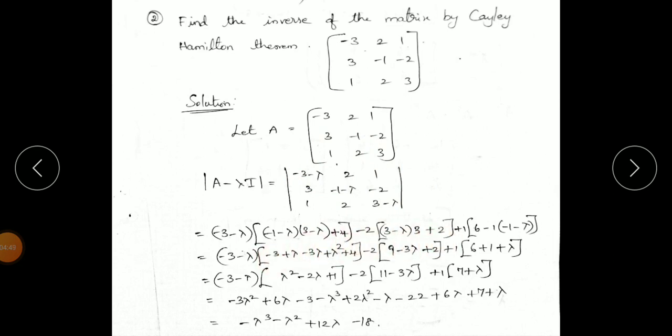You will get one answer, that is minus lambda cube minus lambda squared plus 12 lambda minus 18. See the first term, it's a minus, so multiply minus on both sides. We will get lambda cube plus lambda squared minus 12 lambda plus 18 equal to 0. Now, by the verification for the Cayley-Hamilton theorem, we can replace the lambda by capital A. So, A cube plus A squared minus 12A plus 18I equal to 0.